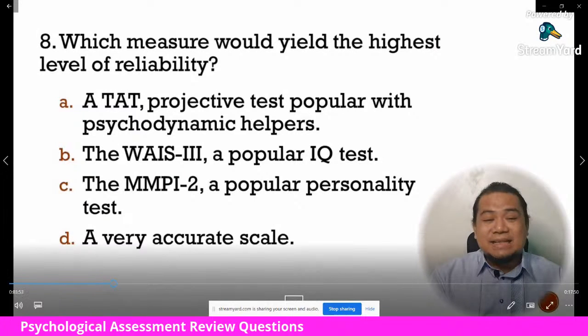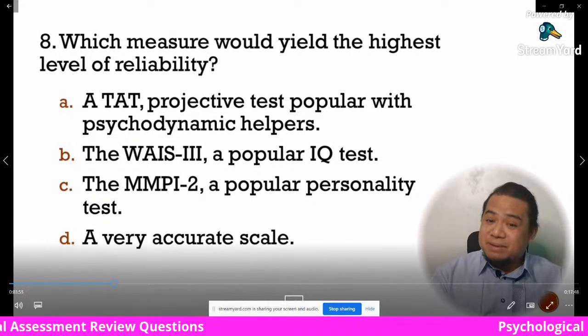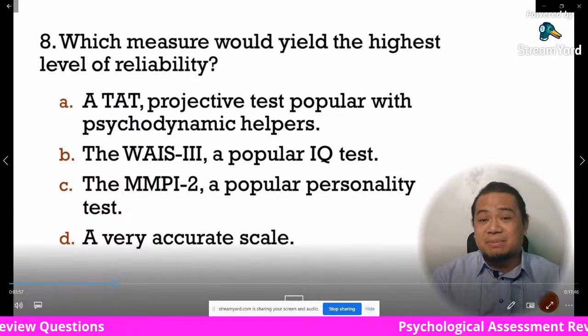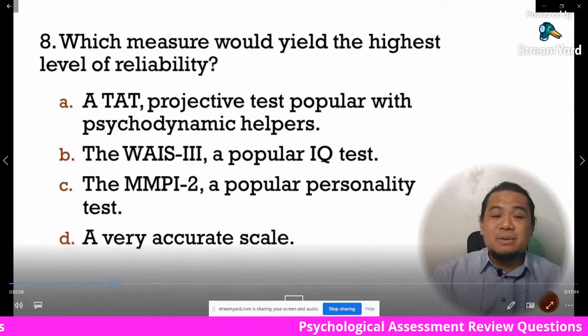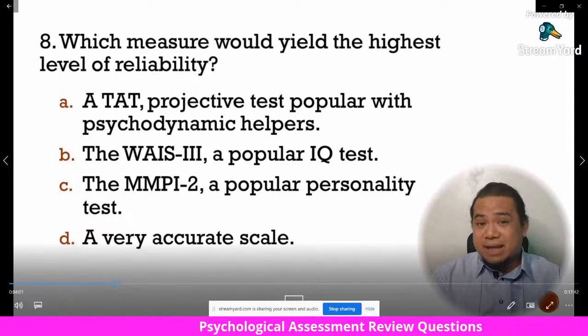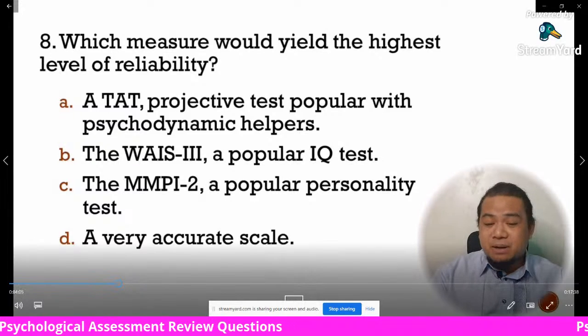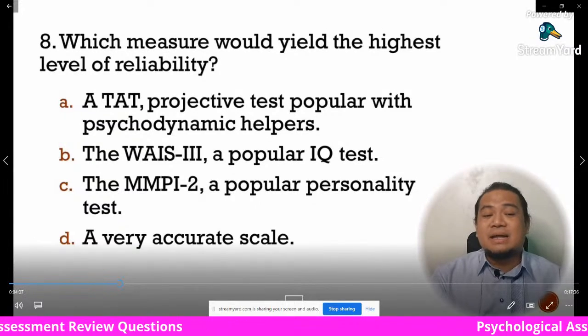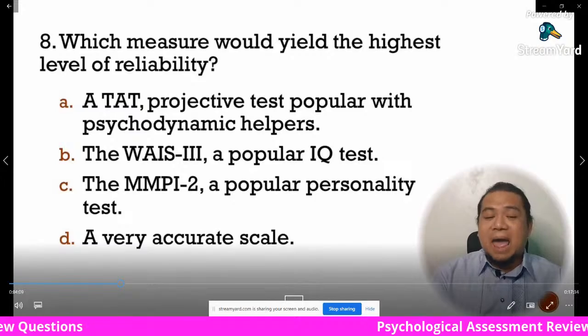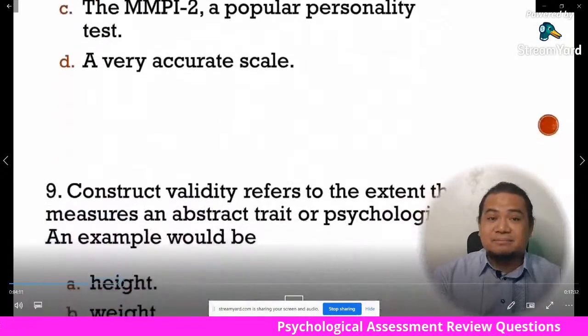Is it A, PAT, a projective test popular with psychodynamic helpers? B, the WAIS-3, a popular IQ test. C, the MMPI-2, a popular personality test. Or letter D, a very accurate scale.